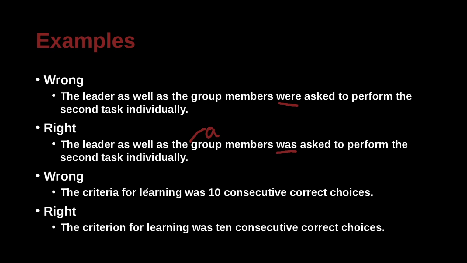The criteria for learning was 10 consecutive correct choices. The criterion for learning was 10 consecutive choices. What's the problem here? Inside your formal writing, if the number is 1, 2, 3, 4, 5, 6, 7, 8, 9, 10, 11, 12, you should be spelling it out. If the number is bigger than that, then you should be writing the Arabic number like this. But otherwise, try to spell it out.